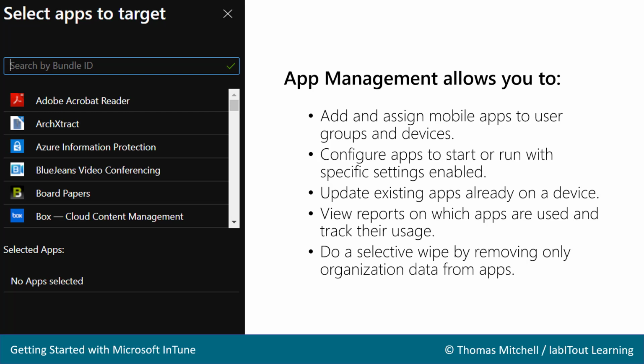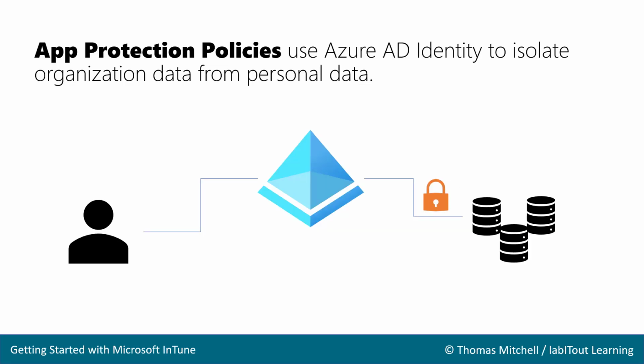Mobile app security in Intune is provided via app protection policies. App protection policies use Azure AD to isolate organization data from personal data. Essentially, data that's accessed using organization credentials is given additional security protection. App protection policies also help you secure access on personal devices by restricting the actions that users can take. For example, they allow you to control whether a user can copy and paste data, save data, or just view data.